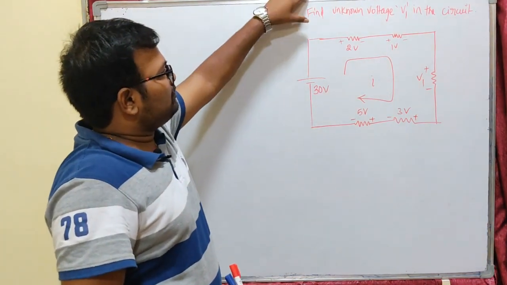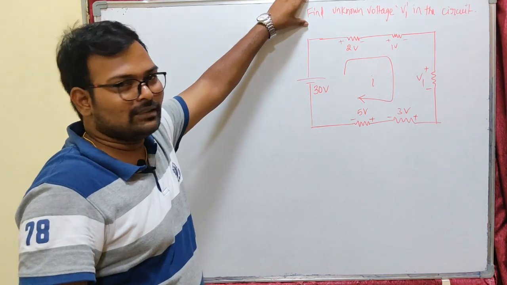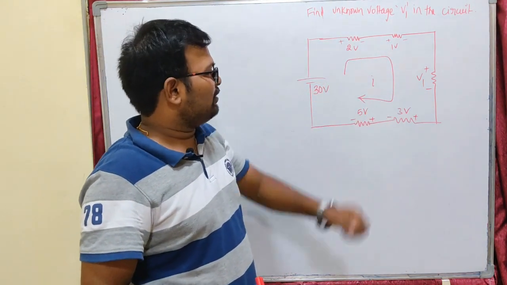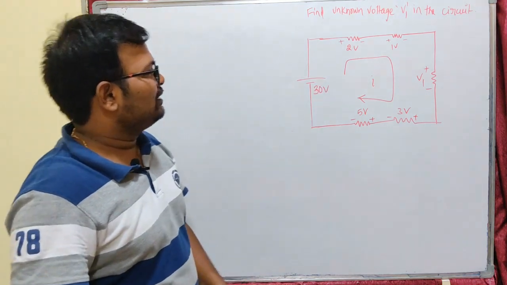Now let us do the second problem. Find the unknown voltage V1 in the circuit. This is very simple. We need to find the unknown voltage V1, this is the voltage to be found. This is a series network, so we can apply KVL here.